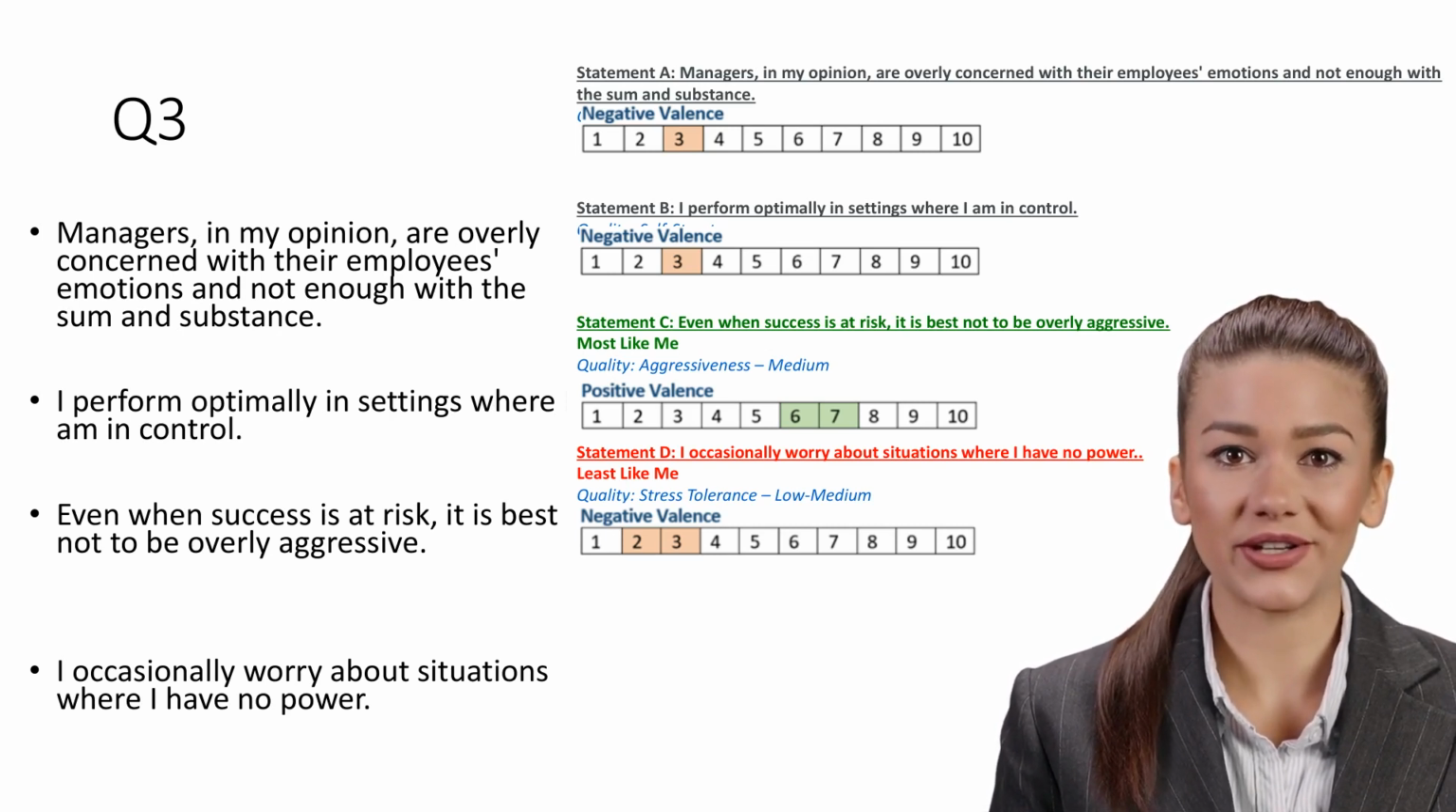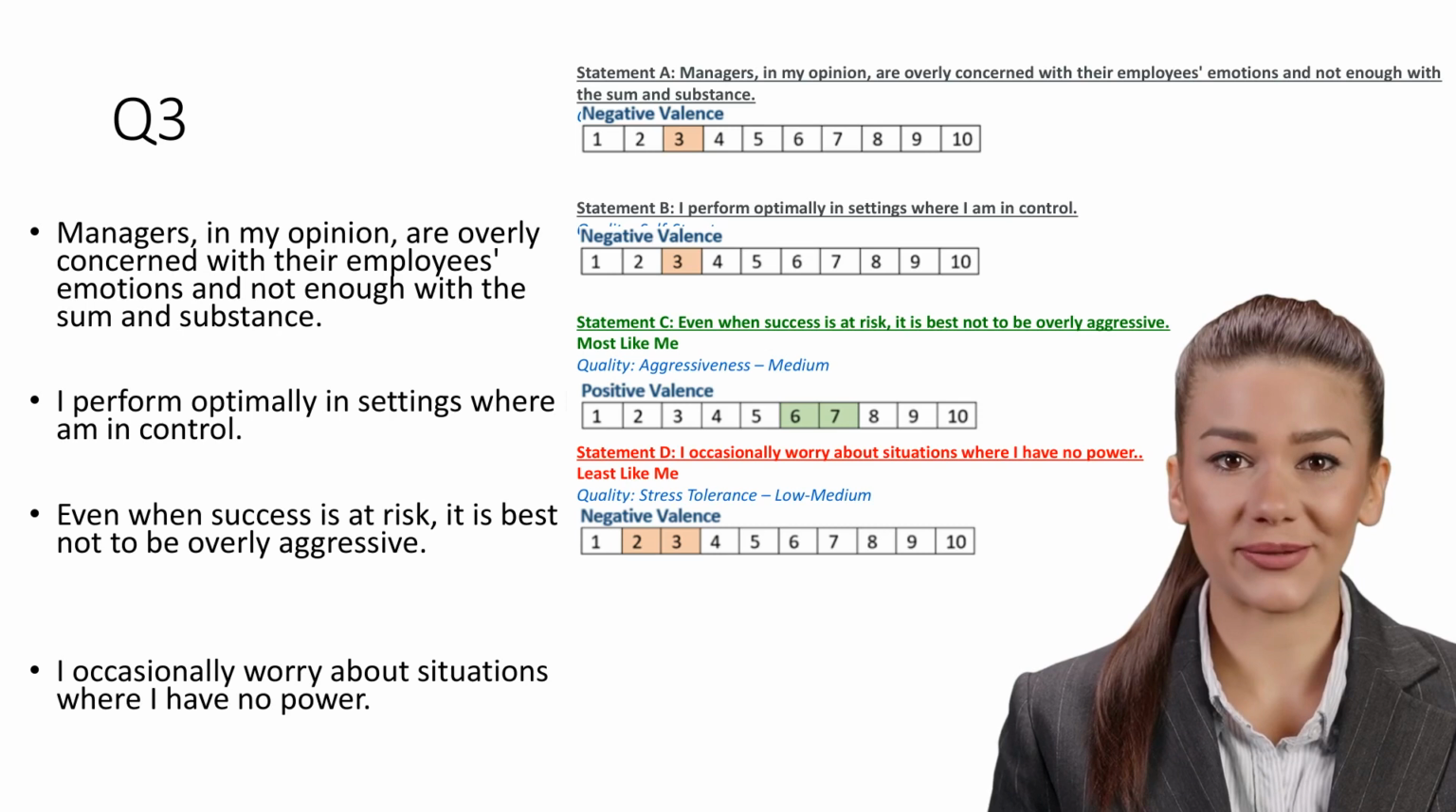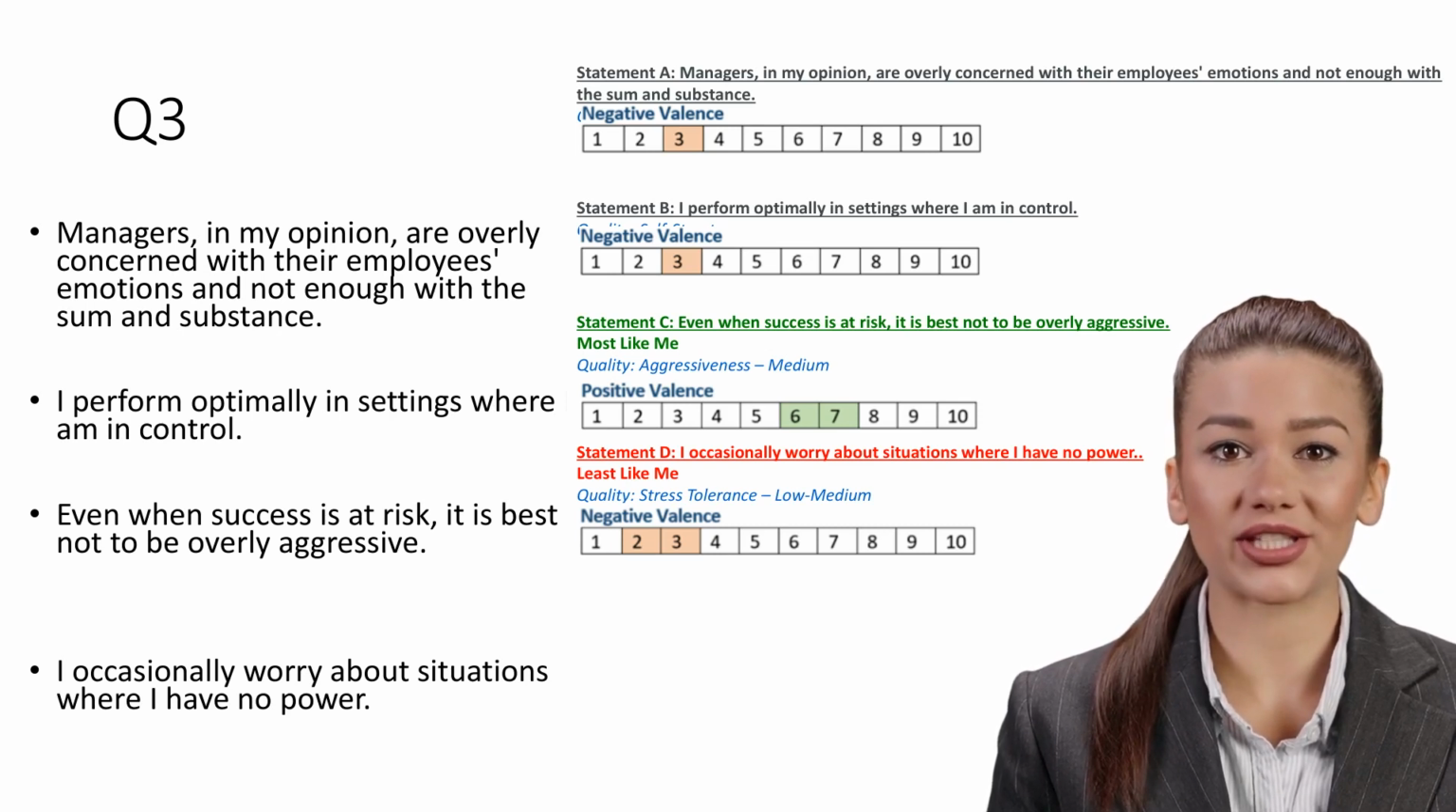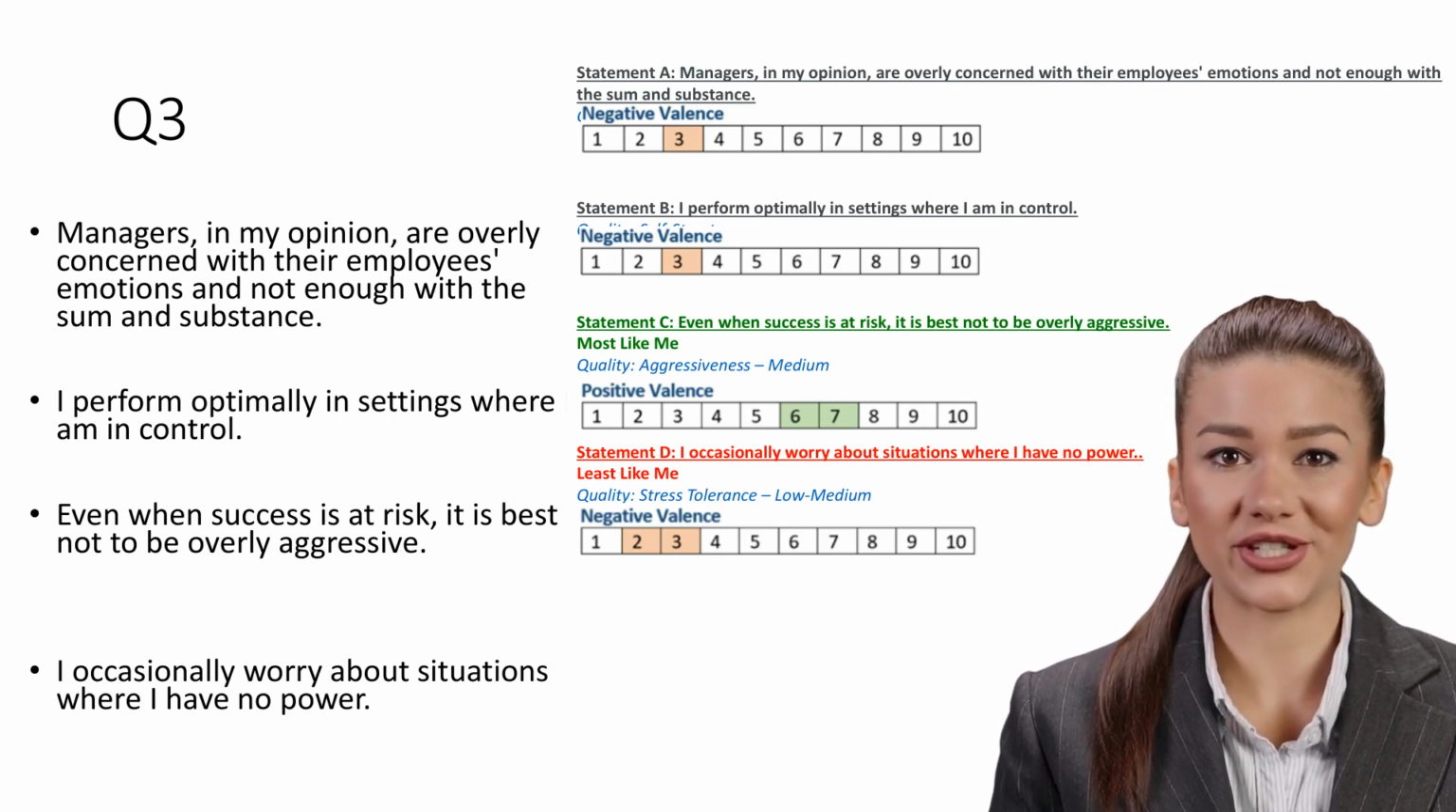Statement B. I perform optimally in settings where I am in control. It evaluates quality, self-structure. Preference for independently determining work methods is okay in moderation for general team members. Team unity and approach is, however, a clear contributor to positive team performance, and self-structure is not positive in extremes. Needing to always be in control is thus not a positive quality.